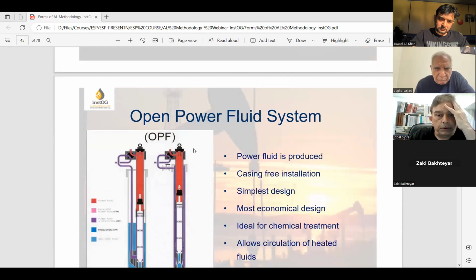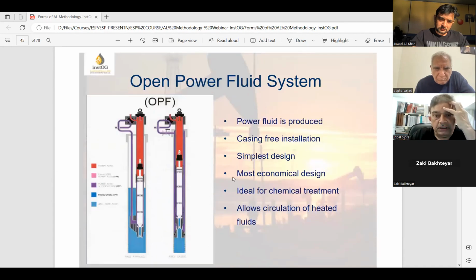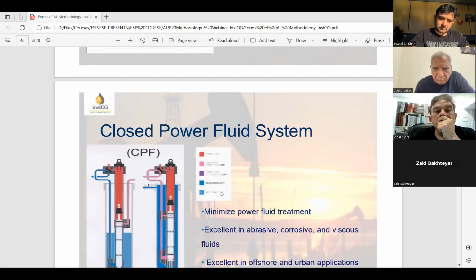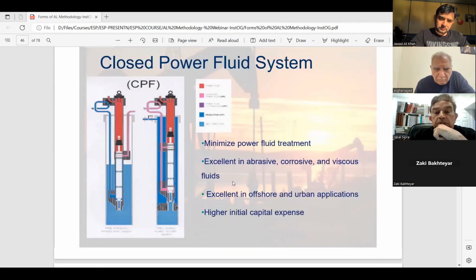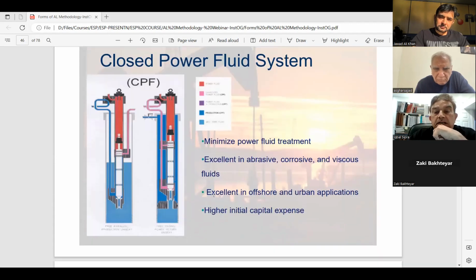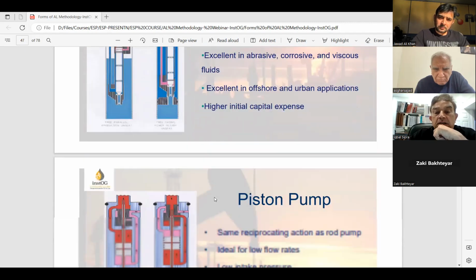fields. Open power fluid system: the power fluid is produced, casing for installation, simple design, most economical design, ideal for chemical treatment, allows circulation of idle fluid. Closed power fluid system: minimizes power fluid treatment, excellent for abrasive and corrosive conditions, excellent offshore, and higher initial expense.